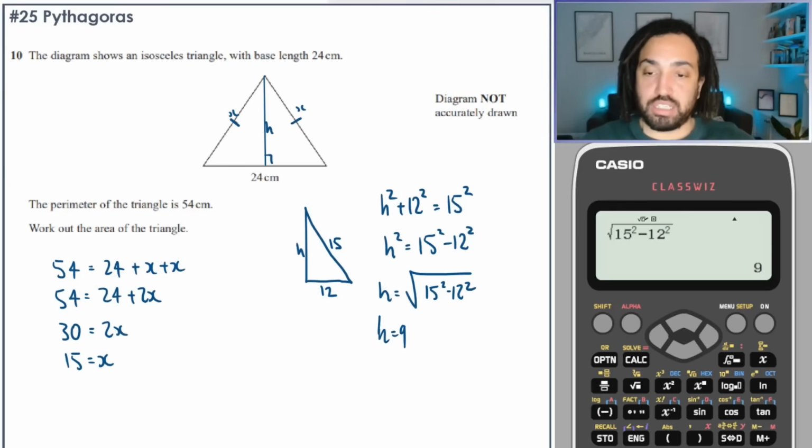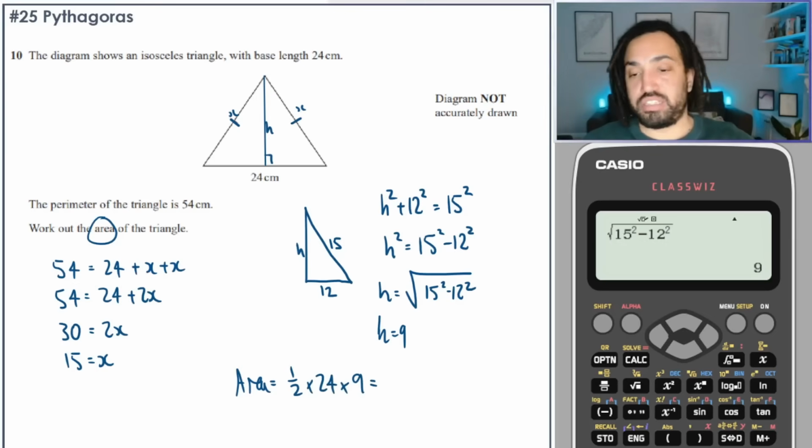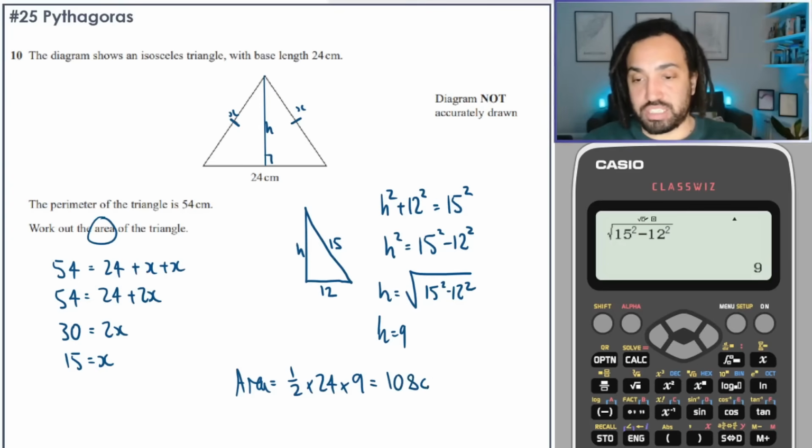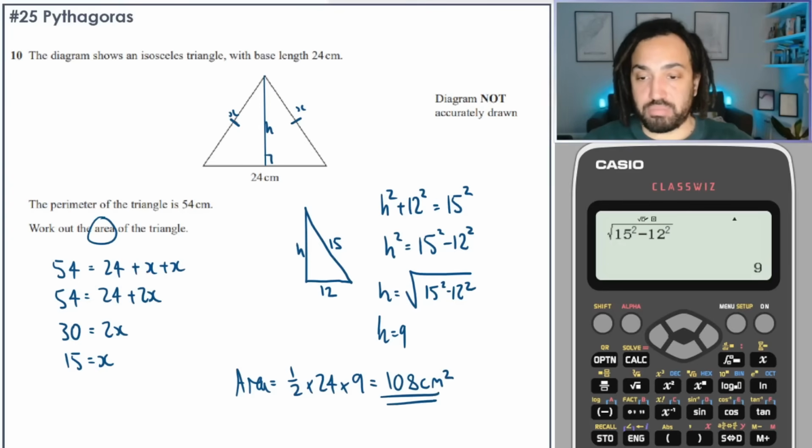So the height is 9, and now we can do what the question asks, which is find the area. So the area is a half base, which is 24, times height, which is 9, and this is going to give me 108 centimeters squared.